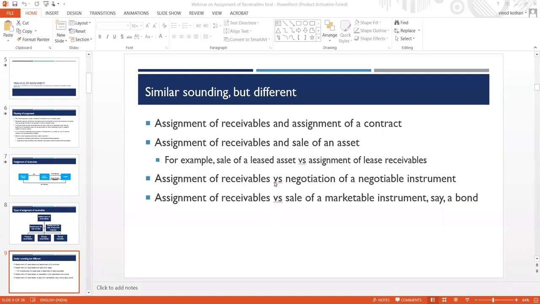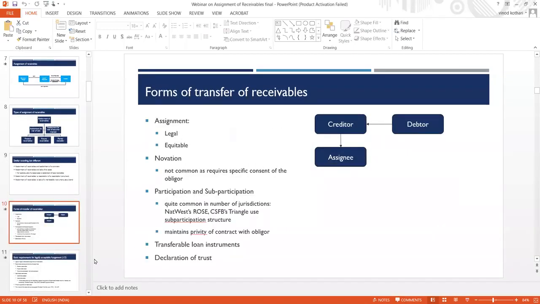So a marketable instrument, for example a transferable loan instrument, a transferable bond, a transferable debenture, versus assignment of a receivable. In case of a receivable, you're still transferring a contractual debt, whereas in case of transfer of a bond or a transferable loan instrument, you're actually transferring a transferable security. Now, a very quick distinction between some other very related concepts, extremely important because in practice we need to distinguish between these concepts.